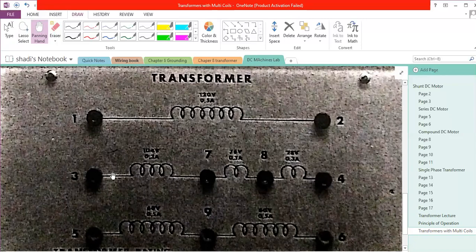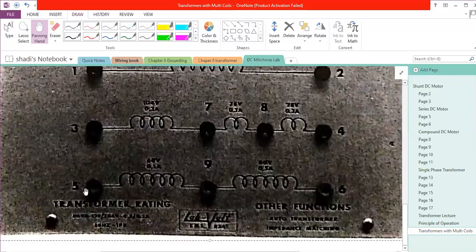If I put all of these coils together and measure the voltage between terminal 3 and terminal 4, I will get the summation of all the voltages, which is 104 plus 76 plus 28, equal to 208 volt. Now, terminal 5 to terminal 9 is 60 volt, and terminal 9 to terminal 6 is 60 volt. If I take it from 5 to 6, then 60 plus 60 is 120 volt. So let's go to our experiment and see what we have.